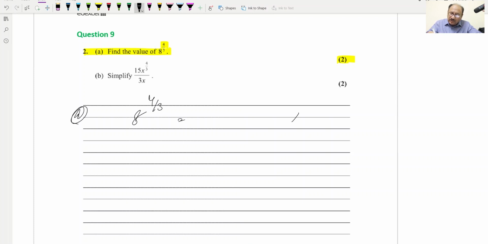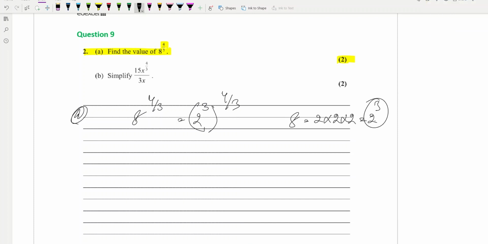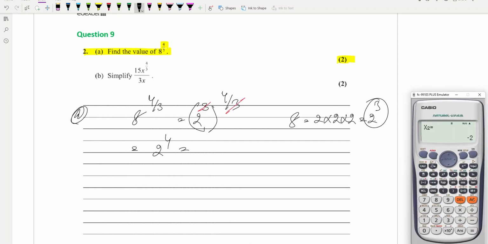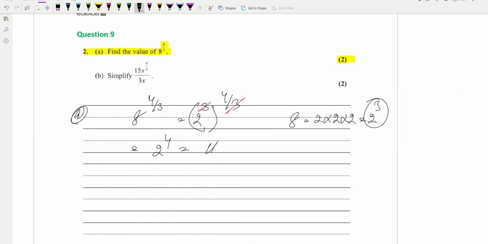We can write 8 as 2 multiplied by 2 multiplied by 2, which is 2 raised to the power 3. So 2 raised to the power 3, whole raised to the power 4 over 3. This is how we can reshape it, and we can cancel 3 with 3, and our step will be 2 raised to the power 4, and 2 raised to the power 4 we can check with the calculator, or you can mentally also do it: 2 raised to the power 4 will be equal to 16. So this will be our final answer for this part.